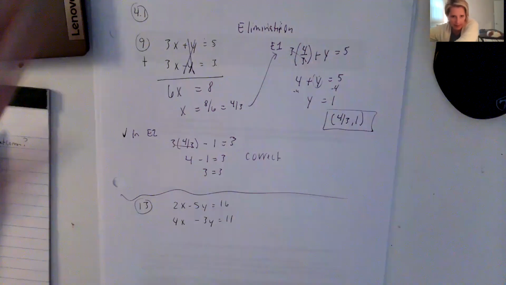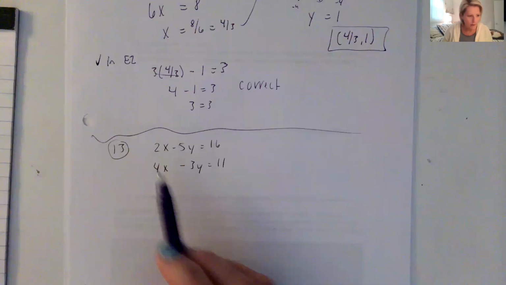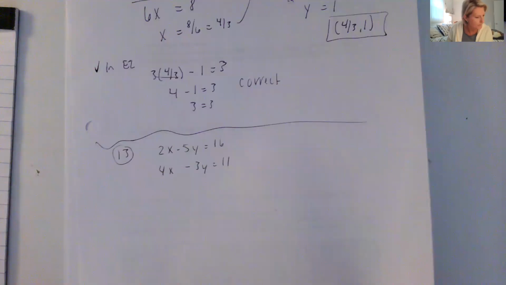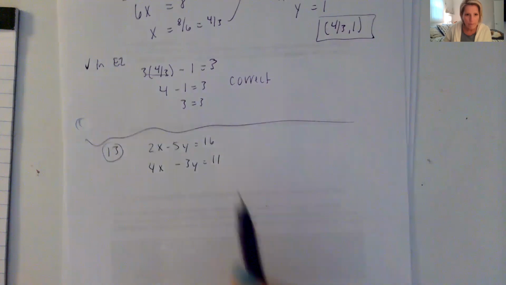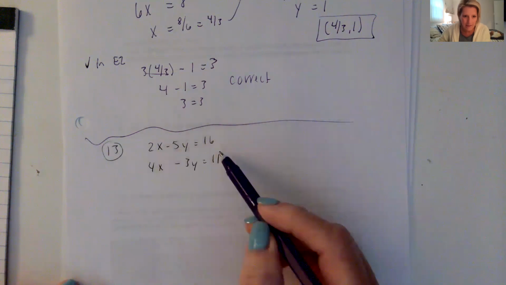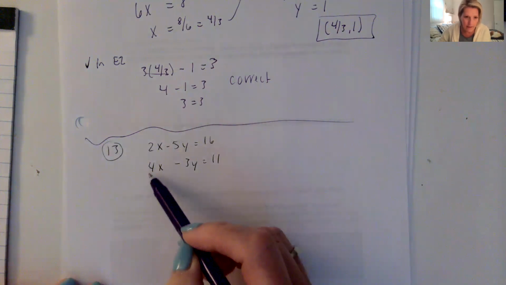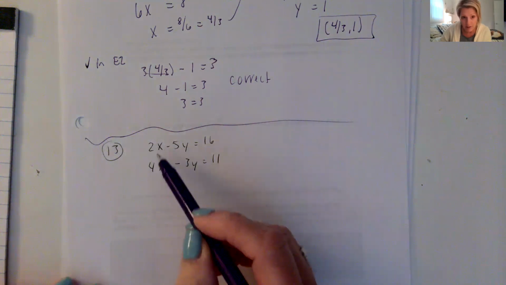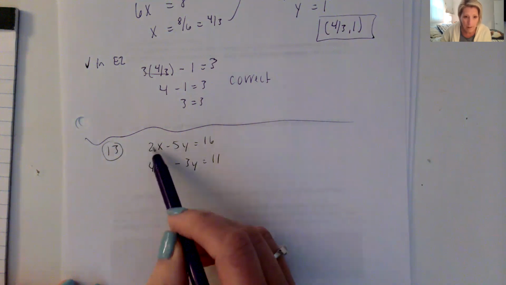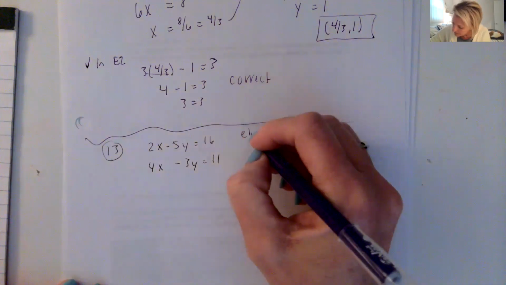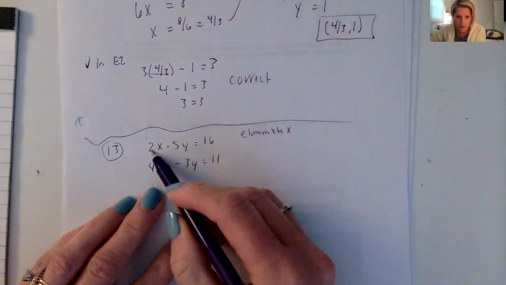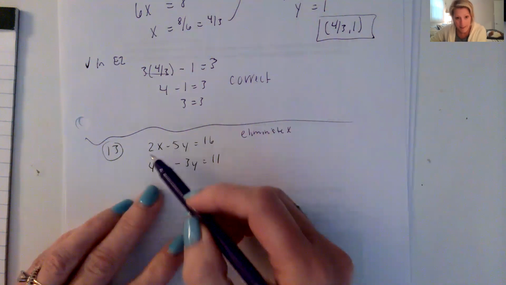Let's look at number 13 here. I already have my x's and my y's lined up on each other here. And it doesn't look like either of them are going to just add to 0. But I can see that my x's are already a multiple of each other. So that's kind of nice. An even multiple. So I'm going to choose to eliminate x. And to do that, I have to get them to be the same number in opposite signs.